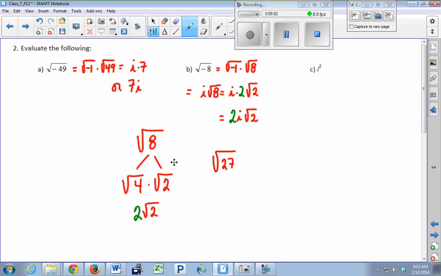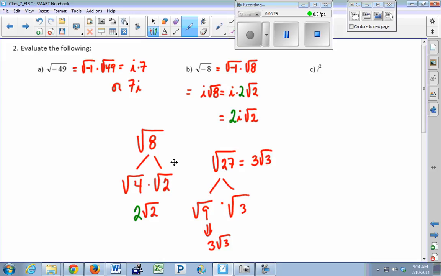So 27 isn't a perfect square, but how could I write it as two radicals where one of them is a perfect square? Can someone give me two radicals I multiply to get 27 where one of those radicals represents a perfect square? 9 and 3, right? So you simplify this one, square root of 9, 3, and you got an irrational square root of 3 left. So you can simplify that to be 3 square roots of 3.